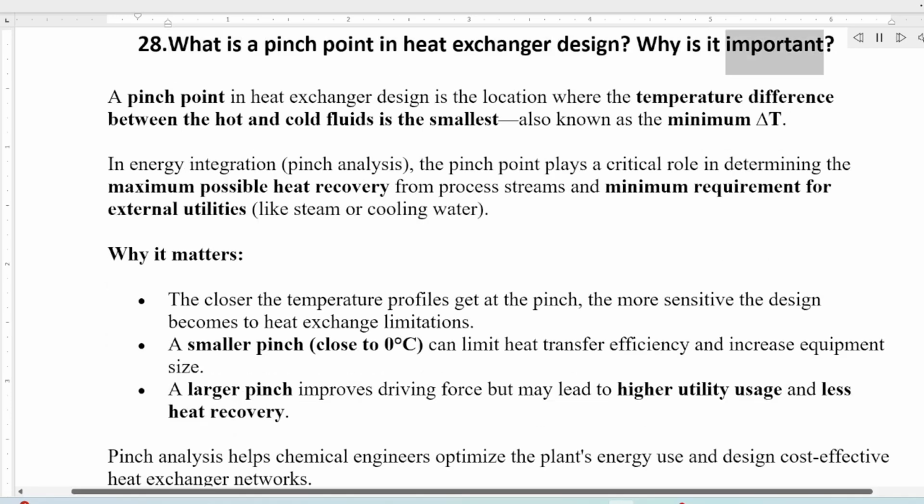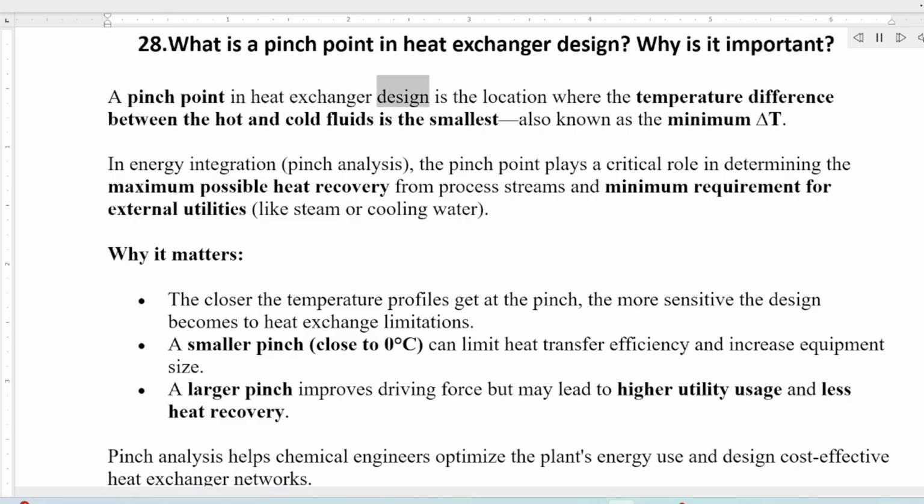What is a pinch point in heat exchanger design? Why is it important? A pinch point in heat exchanger design is the location where the temperature difference between the hot and cold fluids is the smallest, also known as the minimum ΔT. In energy integration, pinch analysis, the pinch point plays a critical role in determining the maximum possible heat recovery from process streams and minimum requirement for external utilities, like steam or cooling water.